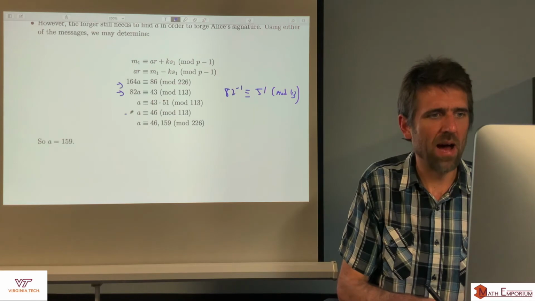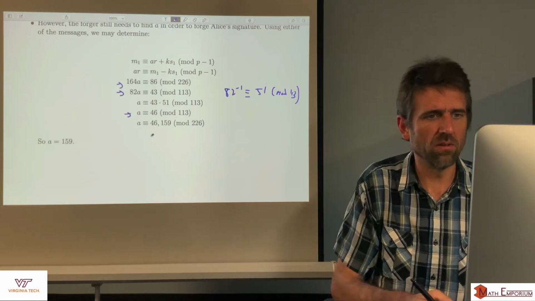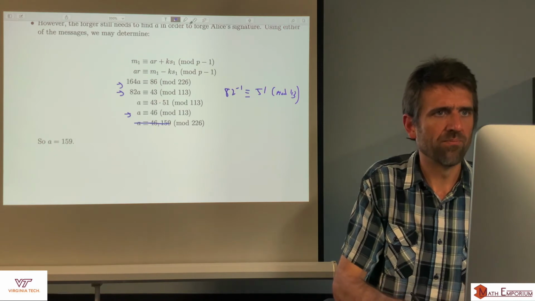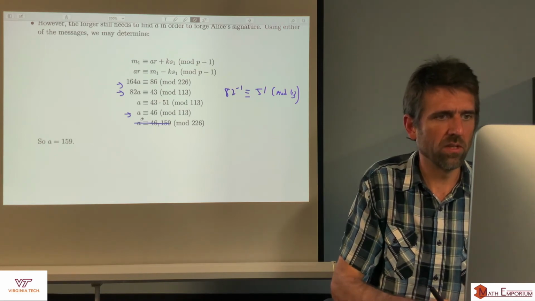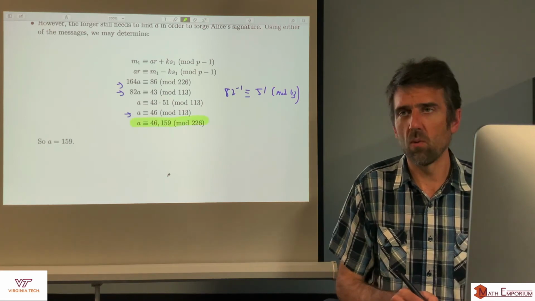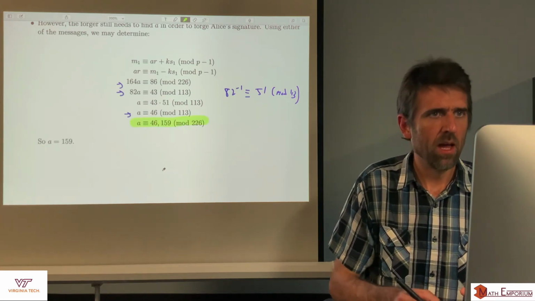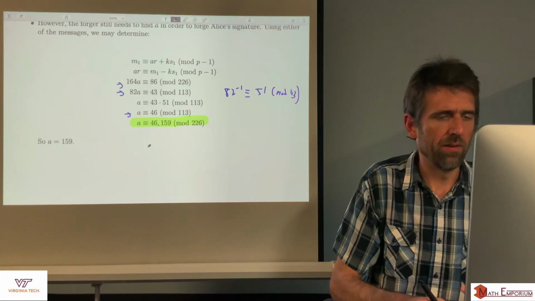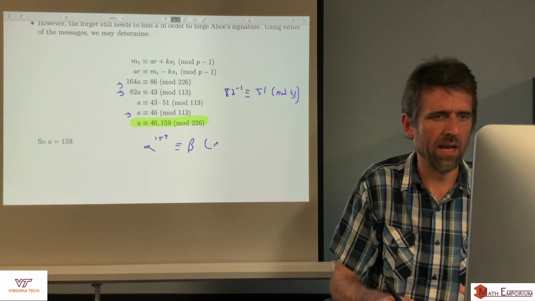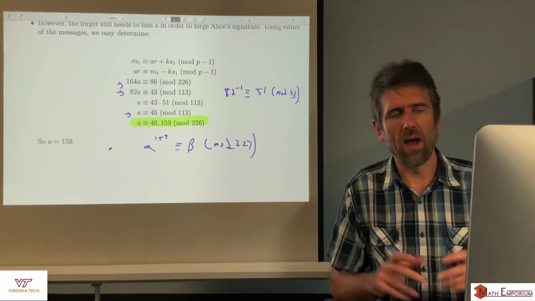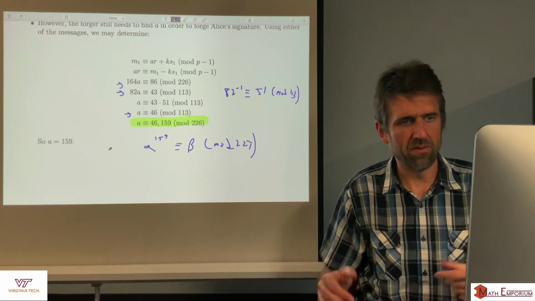But again, that's mod 113, so I get two distinct solutions mod 226. And so my two distinct solutions are 46 or 159. And then again, I can just check. Plug those in, and if you do that, you'll see that alpha to the 159 is actually congruent to beta mod 227, and so now I know A is 159, and so the system is broken.